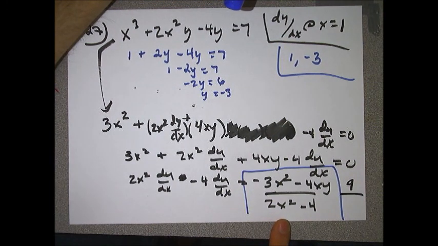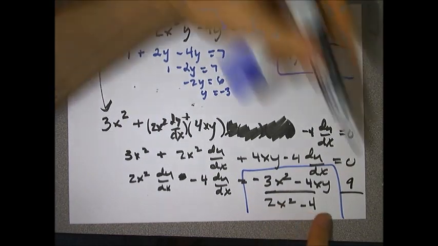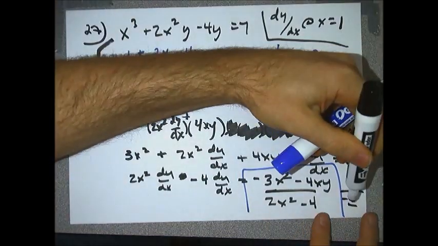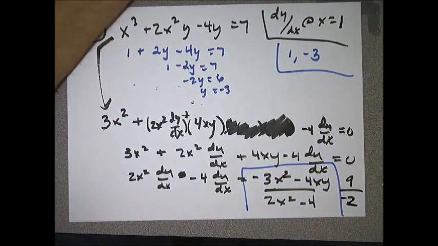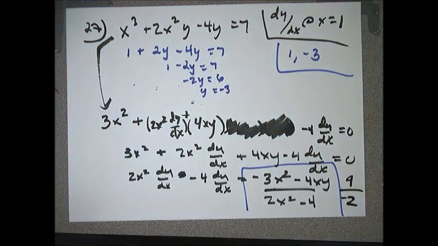What do we got? 1, negative 2. Oh, I'm sorry, I was looking at number 28. This is not the second derivative. 27 just asks for dy dx. So we're done right now. Negative 9 over 2, choice A. If it asks for the second derivative, you'd keep going. 28 is the one with the second derivative. Is that good? Okay.